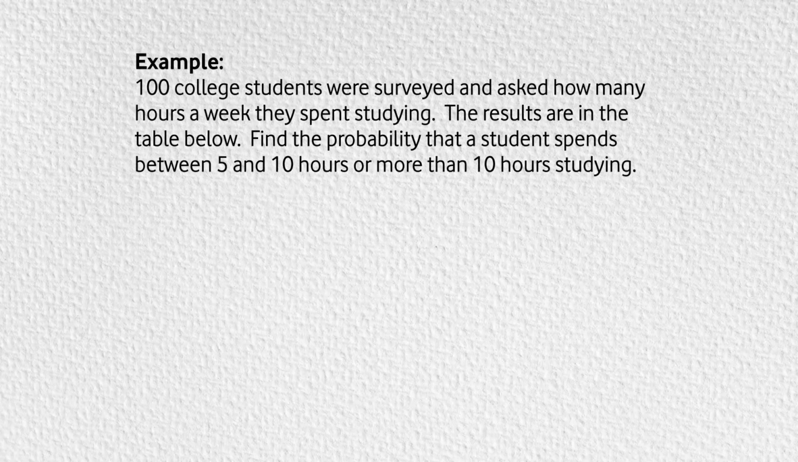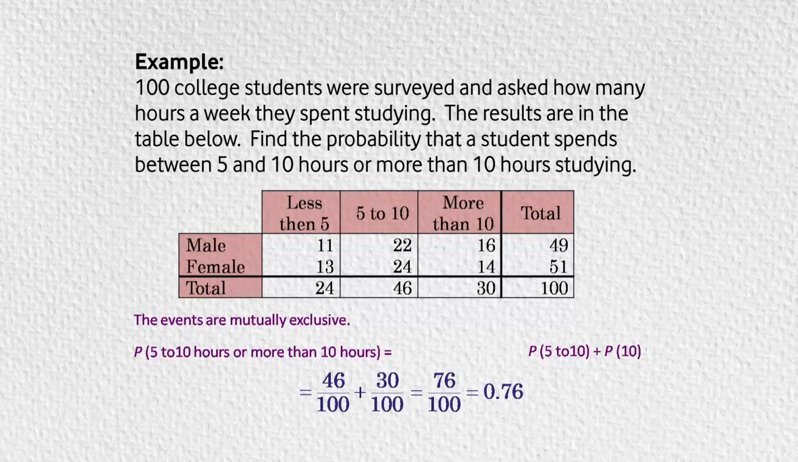So these are the addition rules, and we are taking the same illustrations. 100 college students were surveyed and asked how many hours a week they spend studying. The results are in the table below. We have to find the probability that a student spends between 5 and 10 hours or more than 10 hours studying.